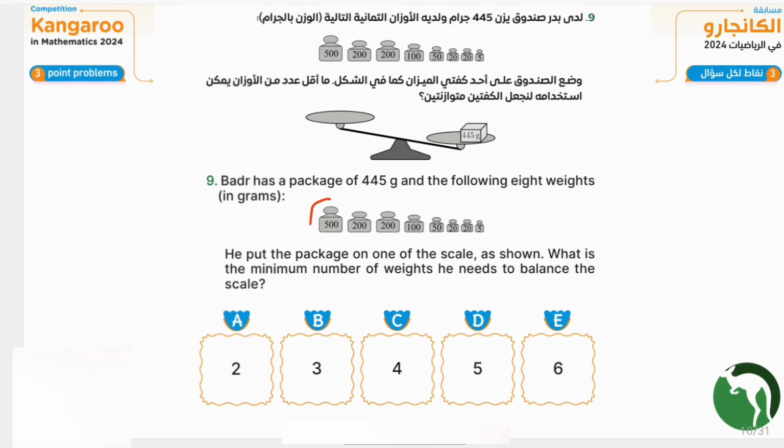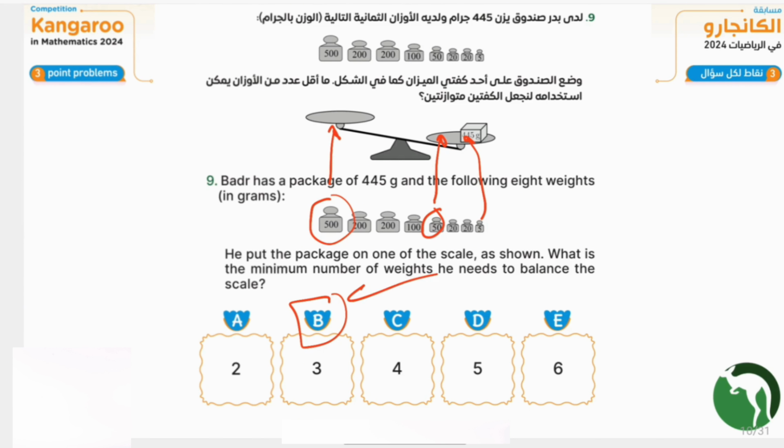If we put this one here, we will have to put here, for example, 5. Now we have 450 and an extra 50 here. So now we use just 3 weights and we make the scale balanced. So B is the correct answer.